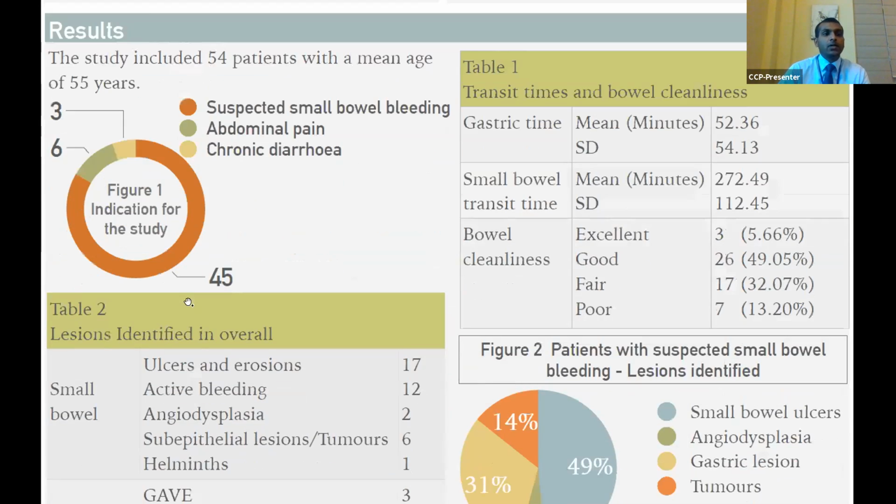Now, the study included 54 patients, with 45 cases for small bowel bleeding, and 6 and 3 cases for abdominal pain and chronic diarrhea respectively. The mean gastric time was 52 minutes, the mean small bowel transit time was 272 minutes, and bowel cleanliness was good to excellent in about 54% of the patients.